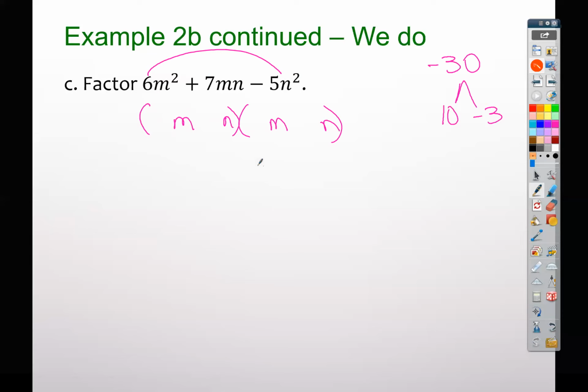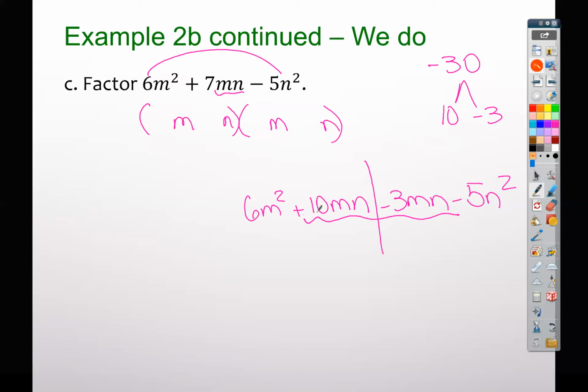So I can rewrite this as 6m squared plus 10mn, because I'm using this, right? Minus 3mn minus 5n squared. So I'm just substituting the 10mn minus 3mn for the 7mn. All right, now I'm going to break it in half and factor.